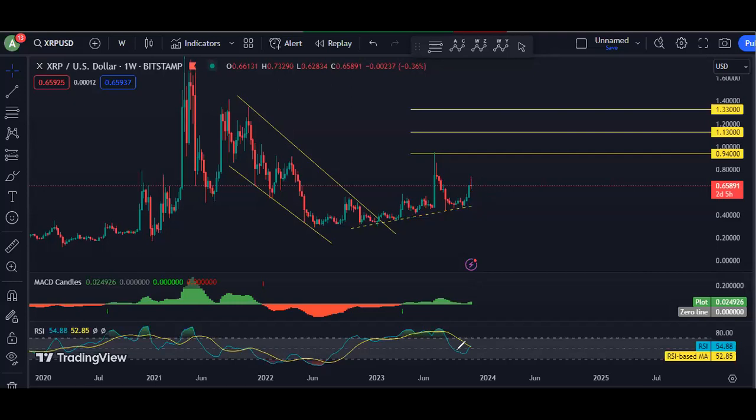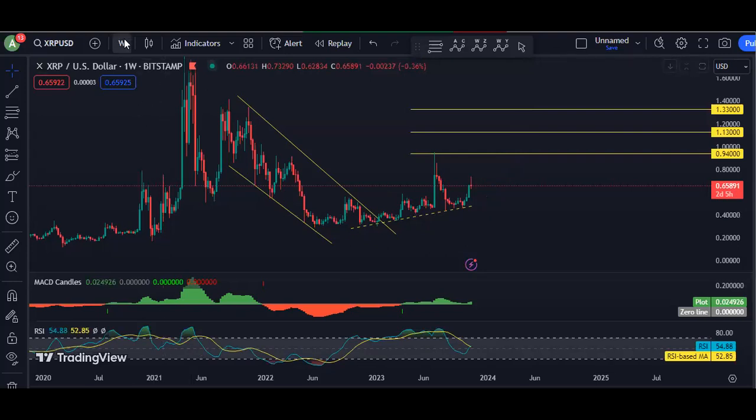At this point, I'm looking for continuation, and based on daily, we're looking for the correction. The first target we're looking for is 94 cents, then followed by 1.13, followed by 1.33 before the price can continue and tag or break the all-time high. And based on weekly, we have nothing else to discuss.